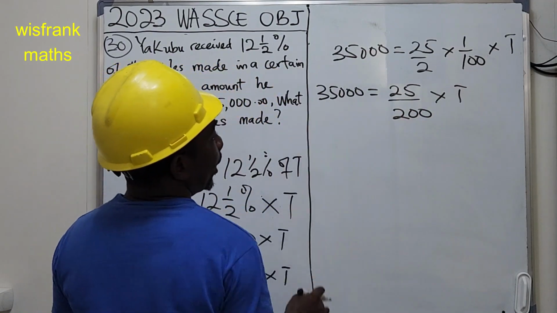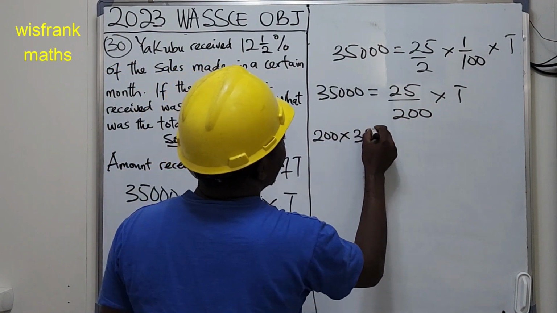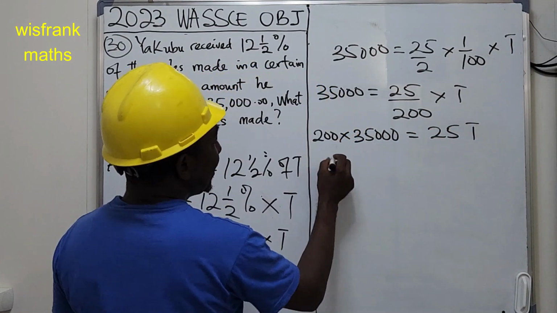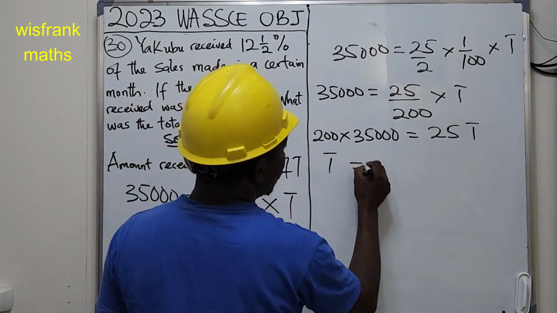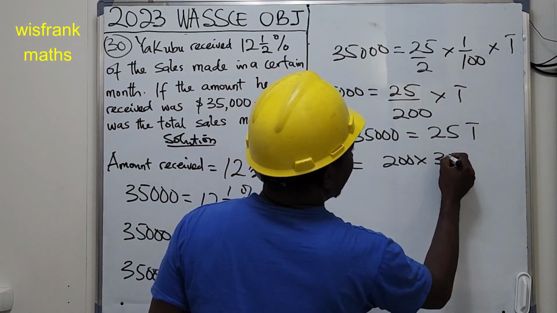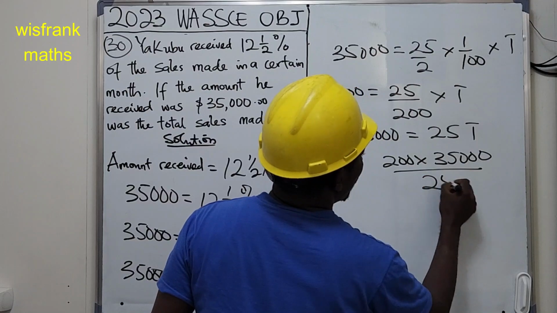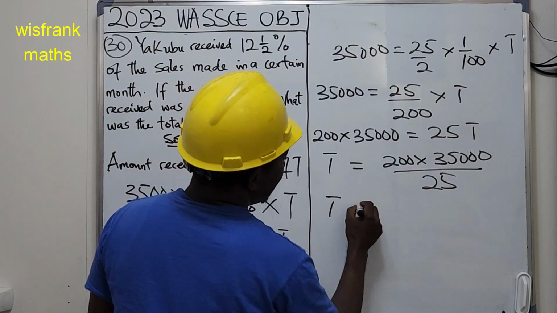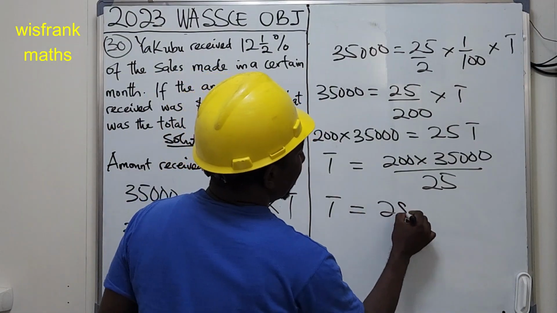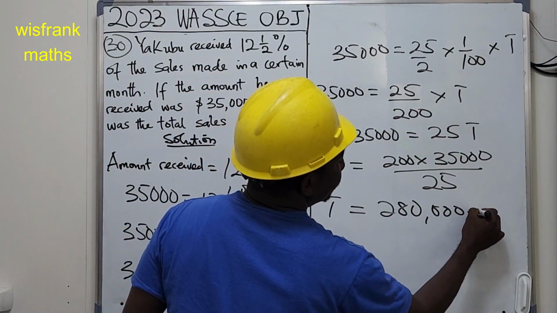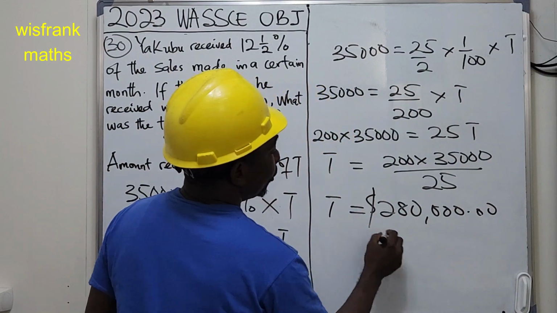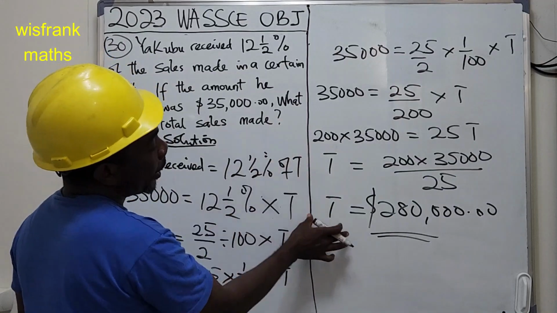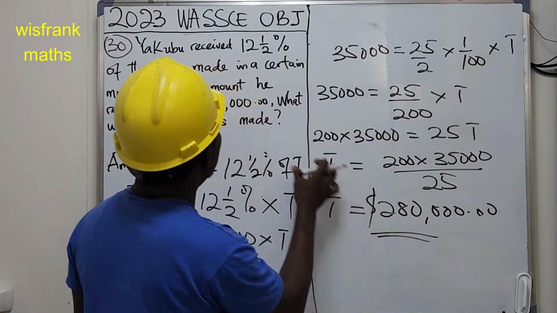So we cross multiply. We have 200 times 35,000 equals 25T. This is the same thing as T equals 200 times 35,000 all over 25. So when you cancel all this, you have T equals $280,000. So this is our total sales. So Yakubu made a total sale of $280,000 in that month.